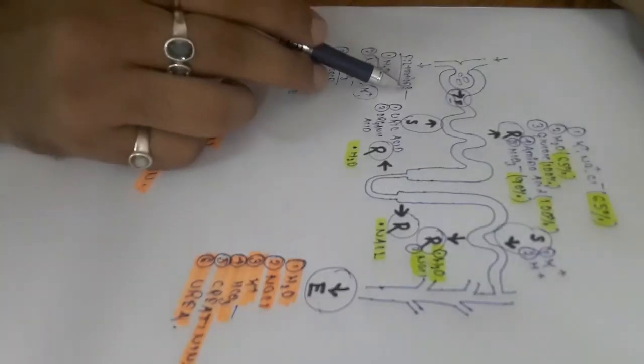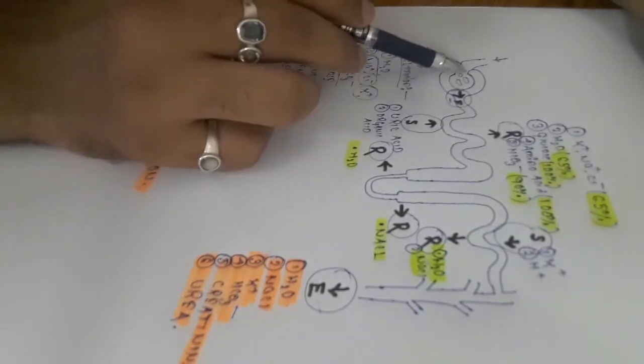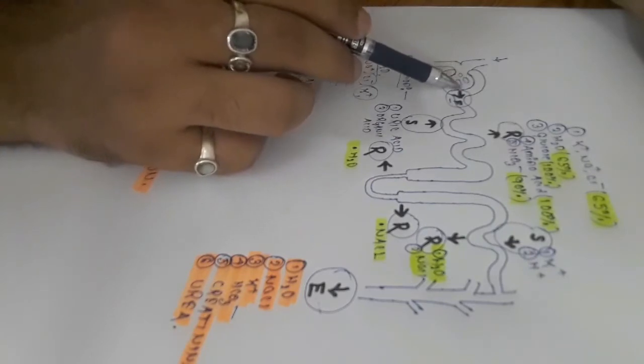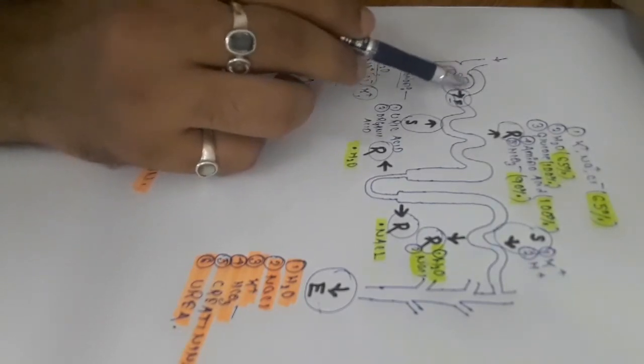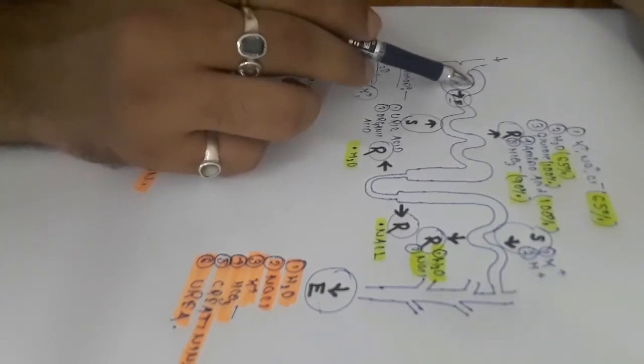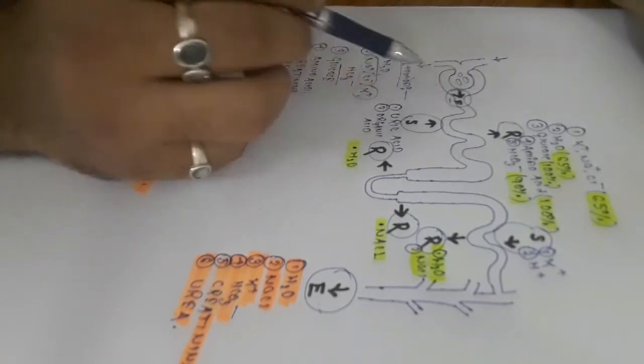Filtration means the substances that come through the glomerulus into the Bowman's capsule. So this is the glomerulus and this is the Bowman's capsule. We have some groups of cells called podocyte cells. Through these podocyte cells, some substances come inside the nephron. So what are the substances that actually come inside the nephron?